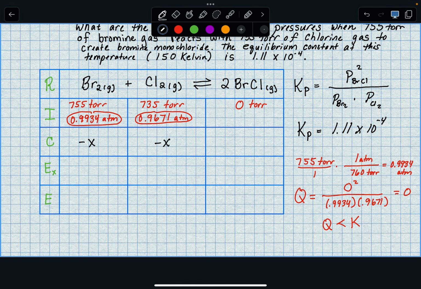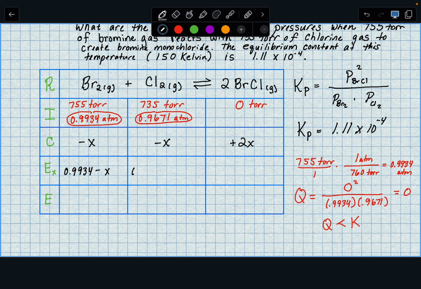And what that means is now we're going to say that it shifts right. We're going to produce some product. So we're going to do that with the stoichiometric ratio, minus x, and plus 2x. And I've done an ICE table in a previous video. I'm also going to add in the X versus the E, meaning the X with the value.